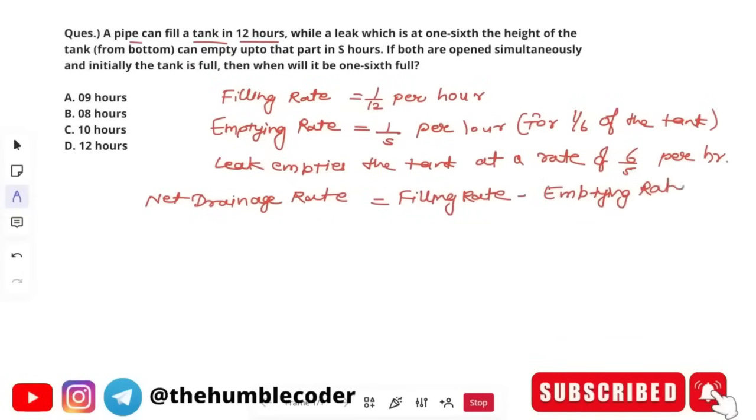Okay. So the filling rate we have already found as 1 by 12. The emptying rate is 6 by S, right? Because we have told, 1 by S per hour for 1/6 of the tank. So the leak empties the tank at a rate of 6 by S per hour. Okay, so that is why 6 by S, this is S. Don't get confused.